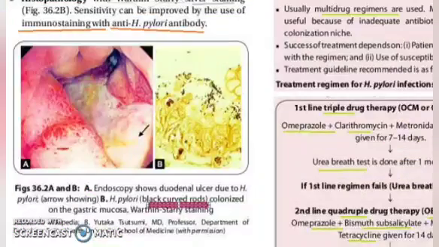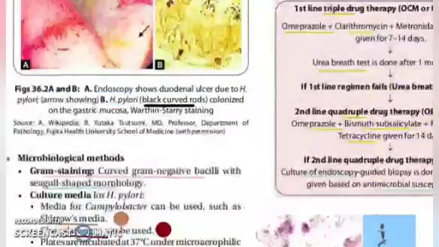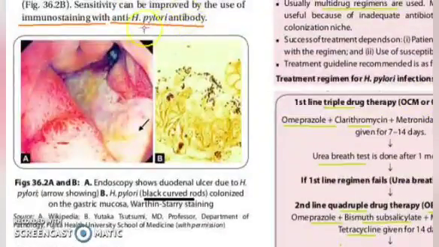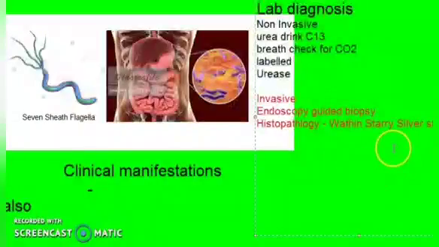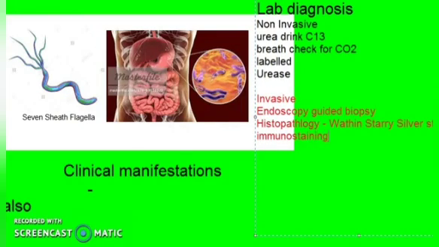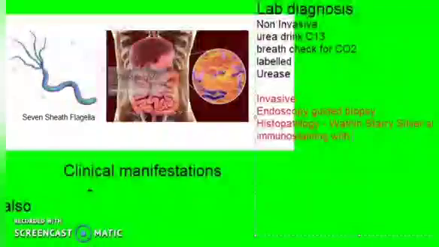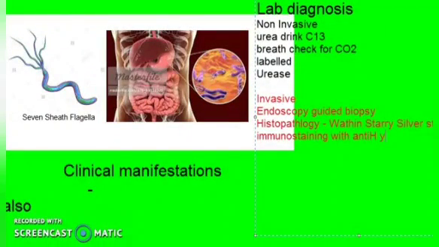Then in the endoscopy itself you can see ulcers also. Then what else? You can do immunostaining with anti-H. pylori antibody. You can do Warthin-Starry silver stain or immunostaining with anti-H. pylori stain. Okay.